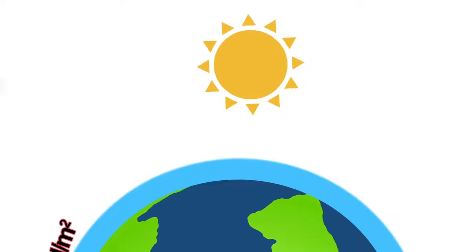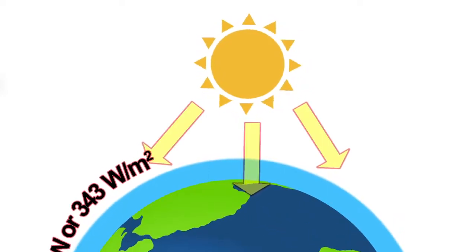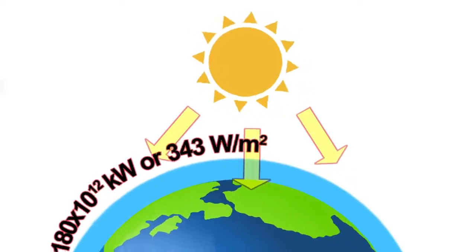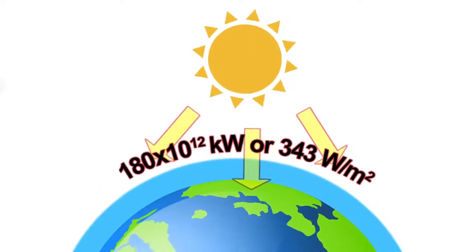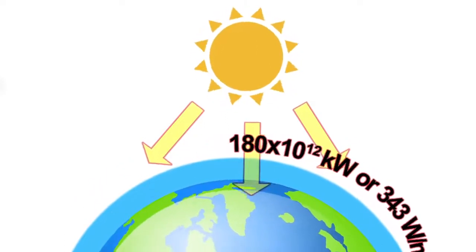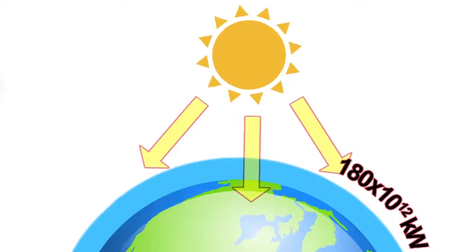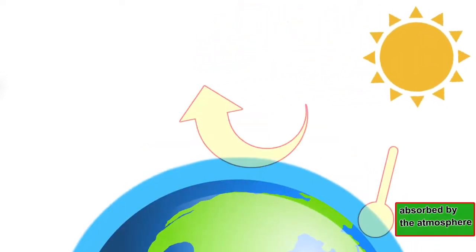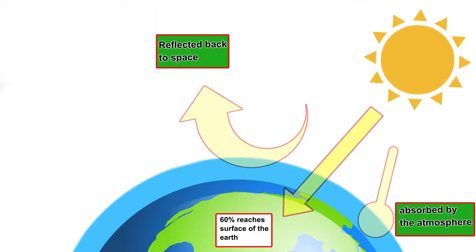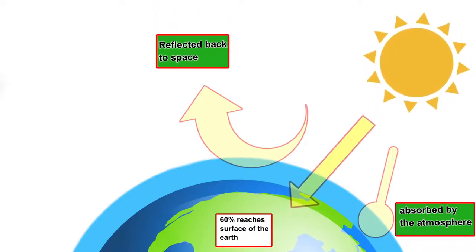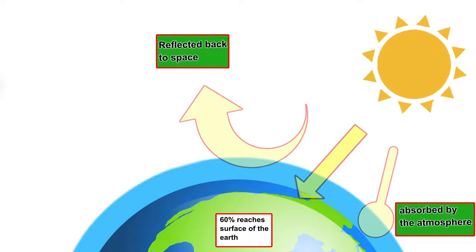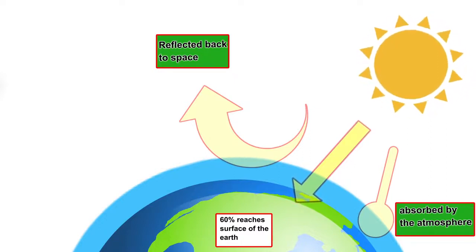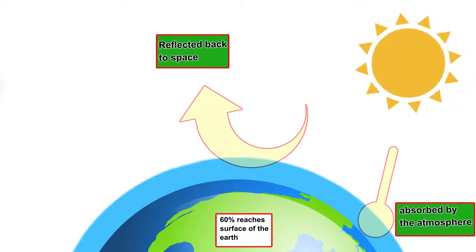Only a tiny fraction, approximately 180 trillion kilowatts, is intercepted by the Earth, or 343 watts per square meter of Earth's surface, which is located about 150 million kilometers from the sun. About 60% of this amount, or 108 trillion kilowatts, reaches the surface of the Earth. The rest is reflected back into space and absorbed by the atmosphere.